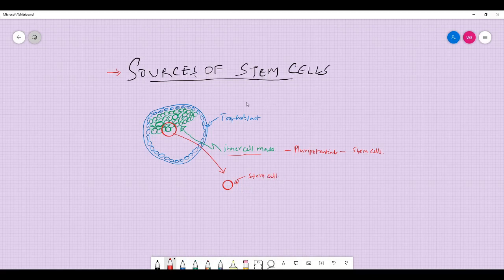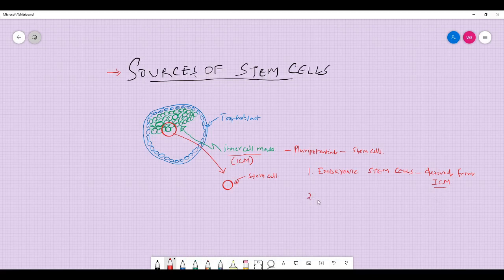These cells which are derived from the embryo are called embryonic stem cells. Usually they are derived from the inner cell mass.